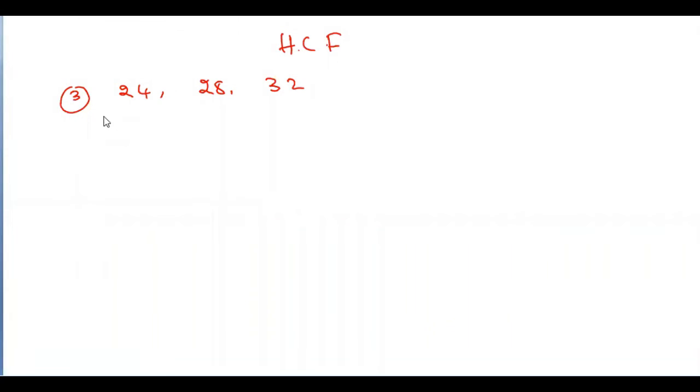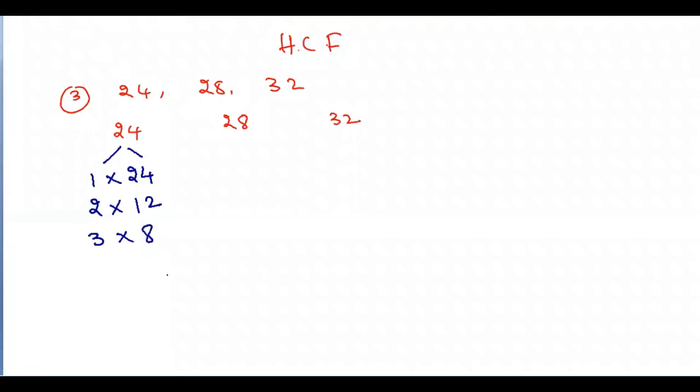Next problem. We are finding the HCF of 3 numbers, that is 24, 28, and 32. First you should write the individual factors of 24, 28, and 32. Always the factors start with the 1 table, and 1 is a factor of every number. So 1 times 24 is 24. Again 24 comes in the 2 table, 2 times 12. Then the 3 table, 3 times 8 is 24. Again it will come in the 4 table, 4 times 6 is 24. It won't come in the 5 table, and the 6 table is already here. So we can conclude that the factors are ended for 24.